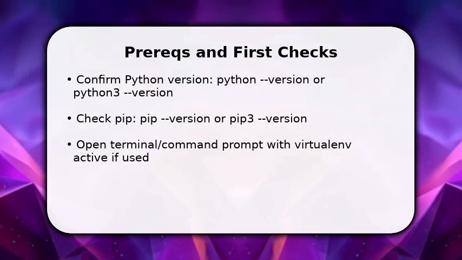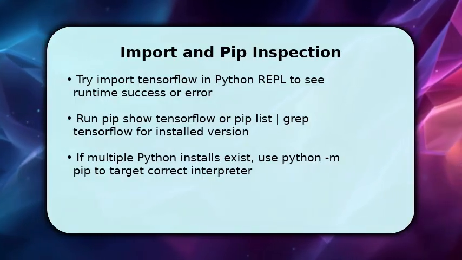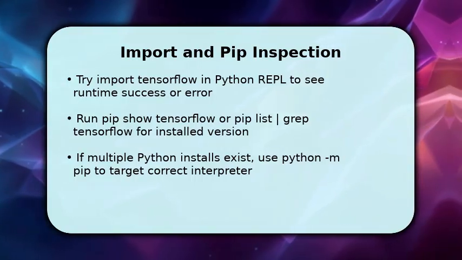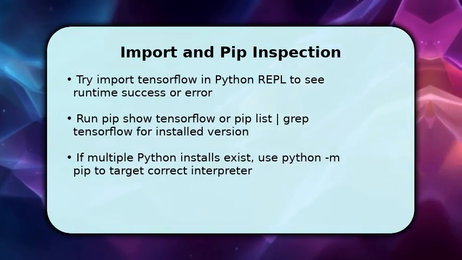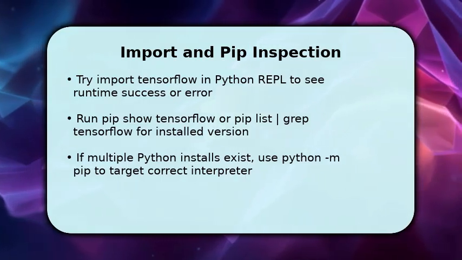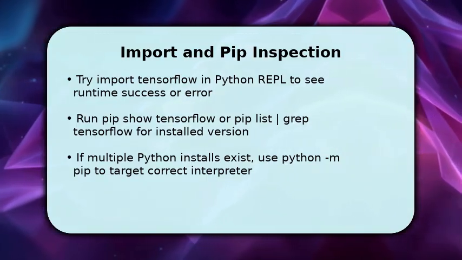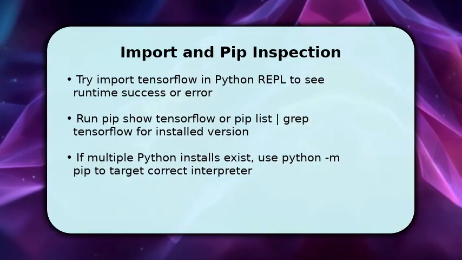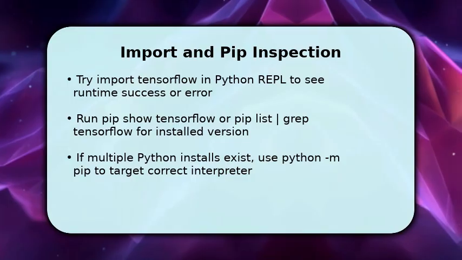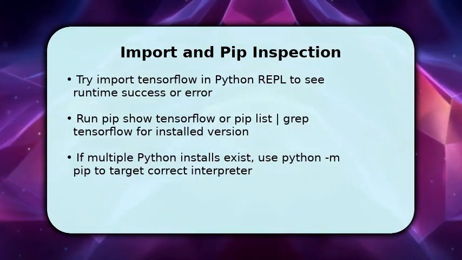Now you perform the core checks that reveal whether TensorFlow is present and usable. Open Python and run import tensorflow. A successful import confirms a working install, while an error shows missing or incompatible packages. Next, run pip show tensorflow or pip list to display the installed version and location. If you have multiple Python installations, use python -m pip show tensorflow so pip targets the same interpreter you used to import. This clarifies install paths and version mismatches.